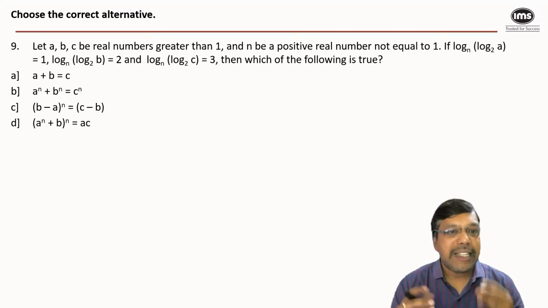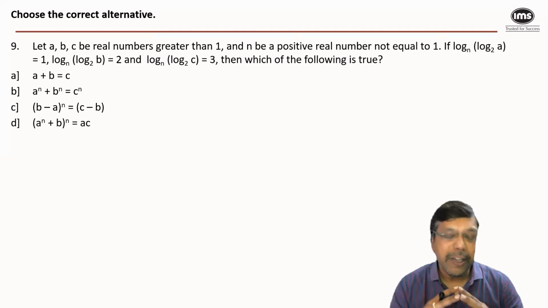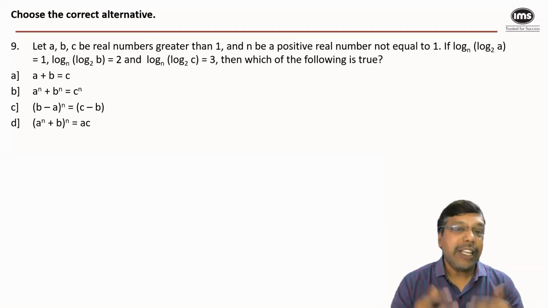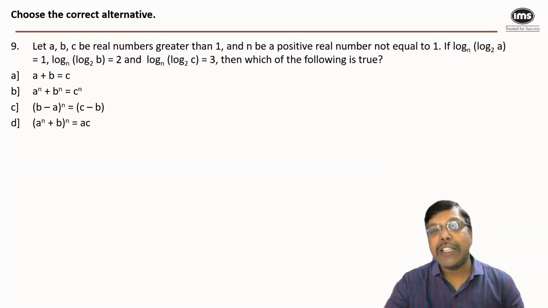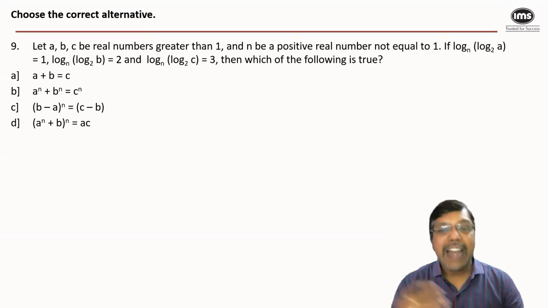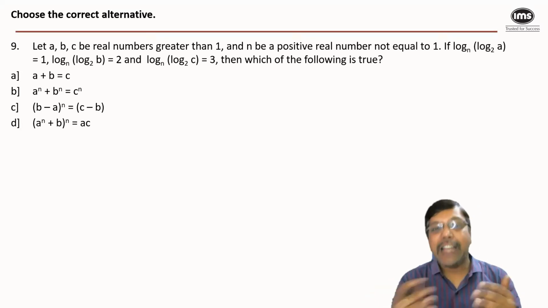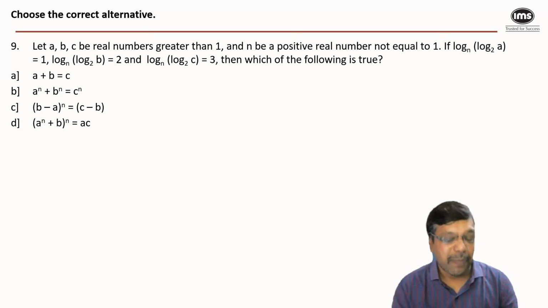Let's look at this question number 9. Now we have a, b, c, real numbers greater than 1. n is a positive real number not equal to 1. And if log of log a base 2 base n is equal to 1, and so on and so forth, which of the following is true? Now these types of questions are better answered by substituting certain values for n and eliminating the answer options that do not satisfy, or identifying the option that satisfies for different values of n.